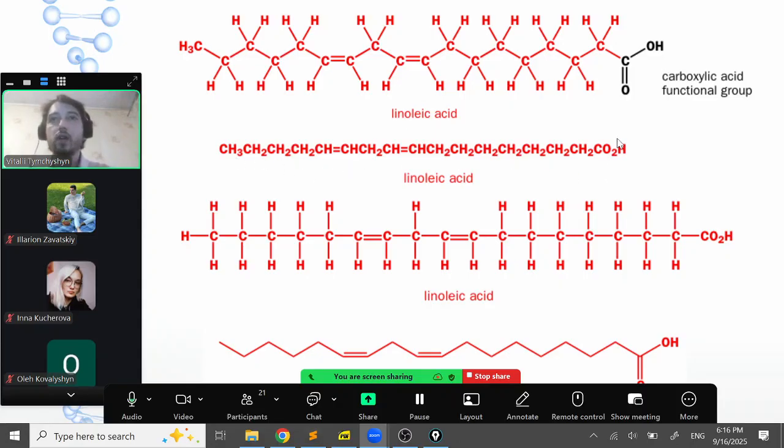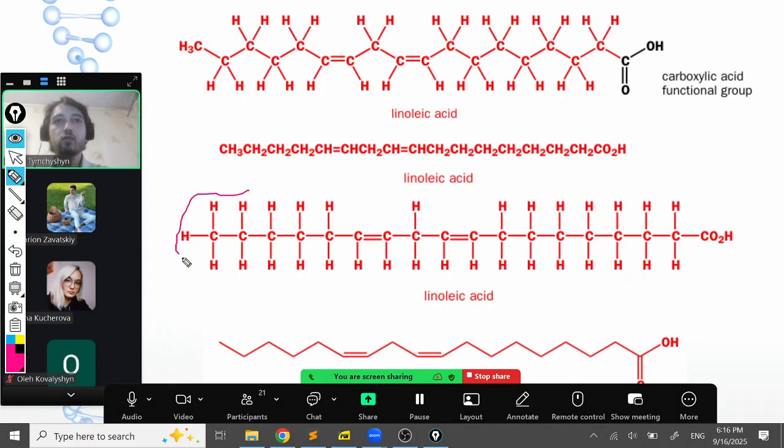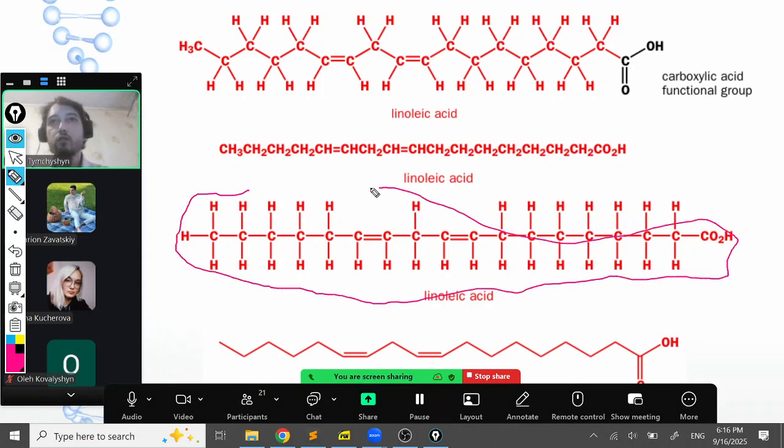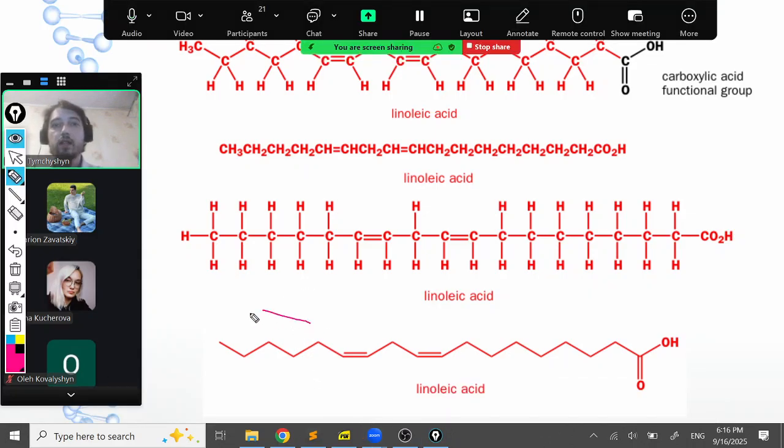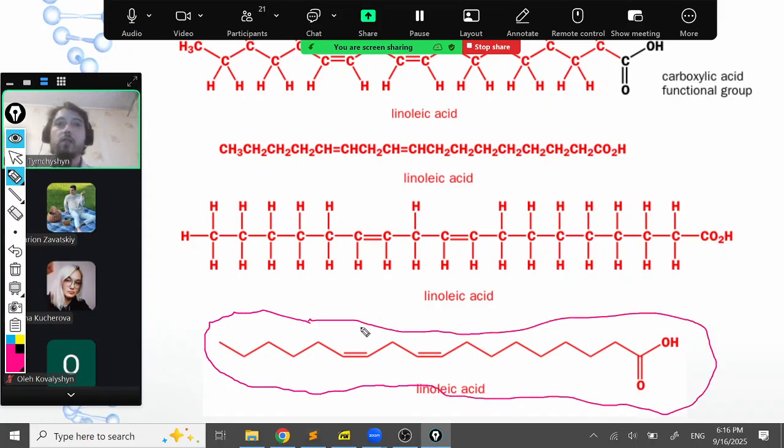Here is another way of writing that using some sort of shorthands like CH3, CH2, so on and so forth. Here is some sort of school method of drawing this sort of chemicals. And the last one is basically the method that chemists will prefer.